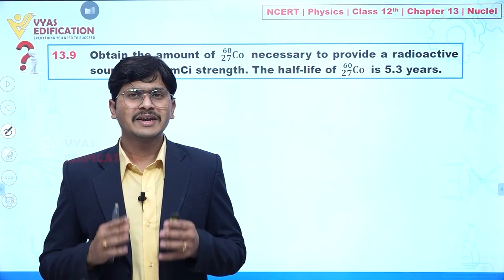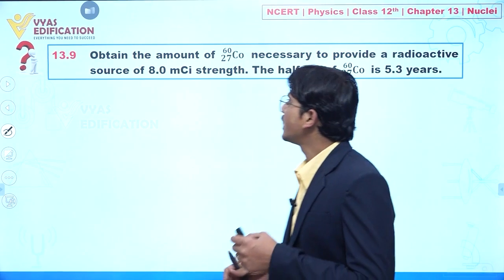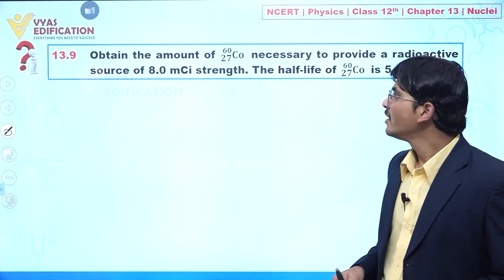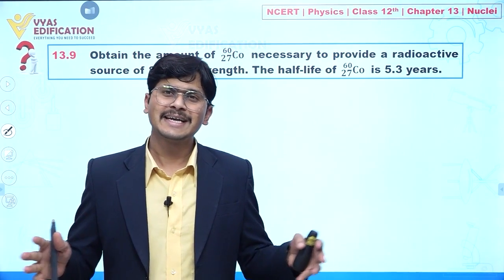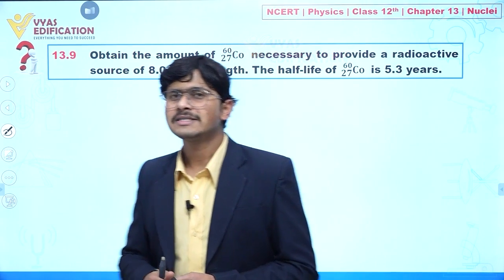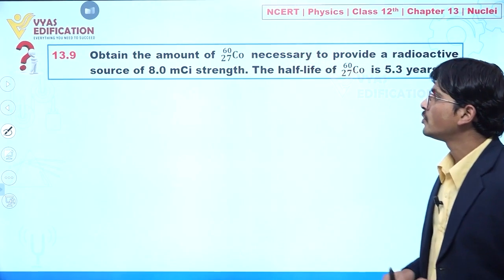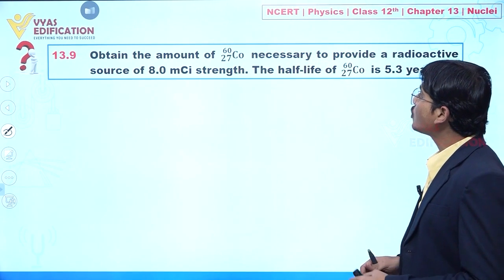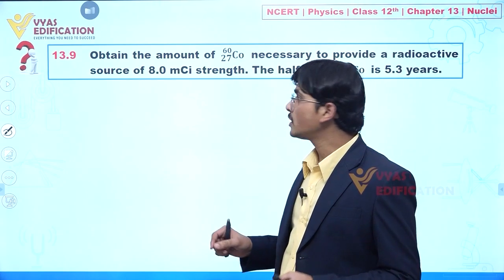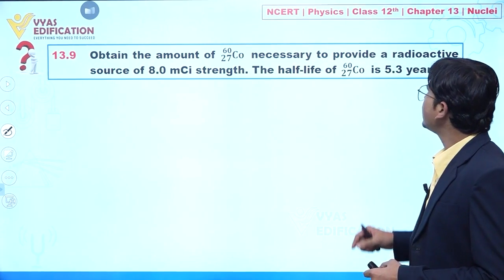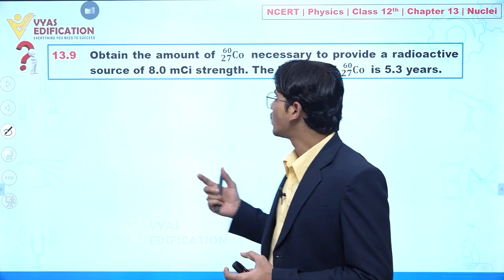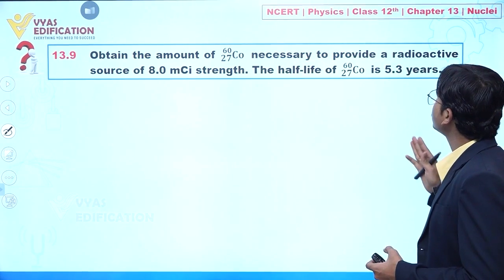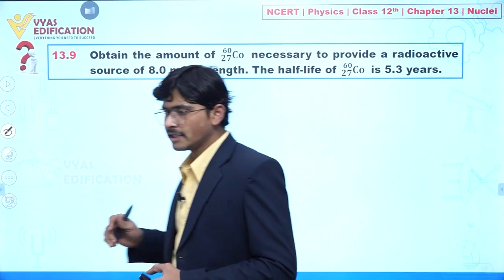Now dear student, we are going to solve question number 13.9. Again this question is related to activity, or we can say radioactivity. Clear? So now concentrate. In this question it is given to you, obtain the amount of cobalt-60 necessary to provide a radioactive source of 8 millicurie strength. Okay, the half life of cobalt-60 is 5.3 years, it is given.